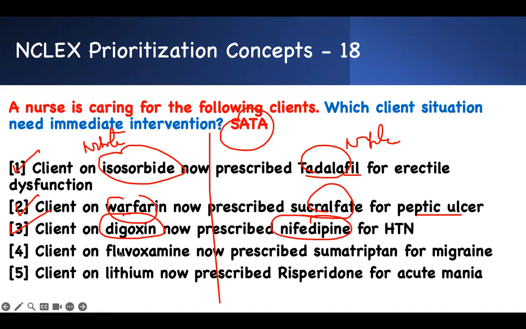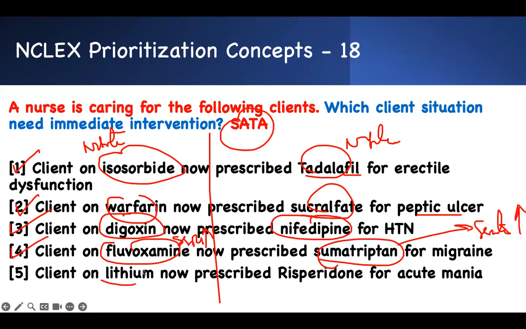Fluvoxamine. Do you recognize this? This is an SSRI. Now prescribed sumatriptan. Pharmacology, drink it. Sumatriptan is used for migraine. How does it work? It increases serotonin. We have increased serotonin here and serotonin here. You combine them, you're going to have what? Serotonin syndrome. We got to see you.